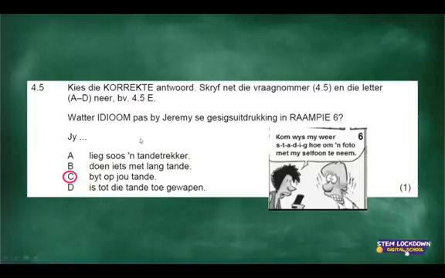Okay. Kies die korrekte antwoord, skryf net die vraagnommer en die letter neer, byvoorbeeld 4.5e. Watter idioom pas by Jeremy se gesigsuitdrukking in raampie 6? A, lieg soos 'n tandetrekker, B, doen iets met lang tande, C, byt op jou tande, D, is tot die tande toe gewapen. So hoe lyk hy hier? Hy byt op sy tande. He's biting on his teeth. Okay.